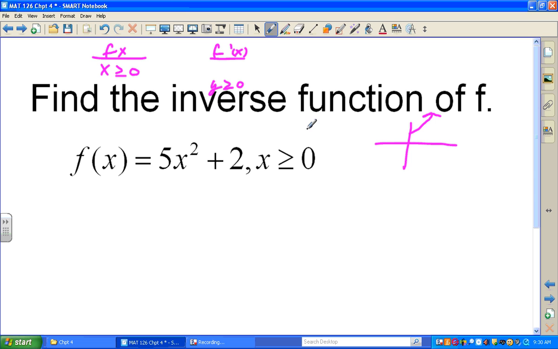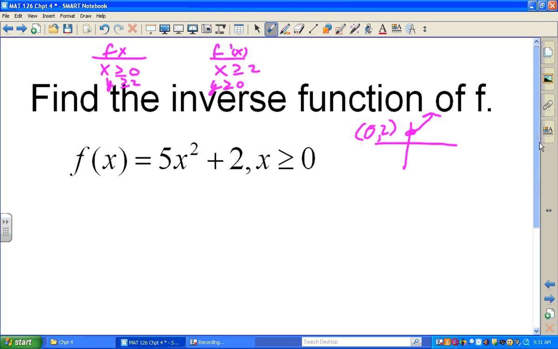What's the range on this function? If it's a parabola, it starts here and goes up. What is that point? 0, 2. So that means y has to be greater than or equal to 2. So what's x have to be over here? X has to be greater than or equal to 2. This is great stuff.